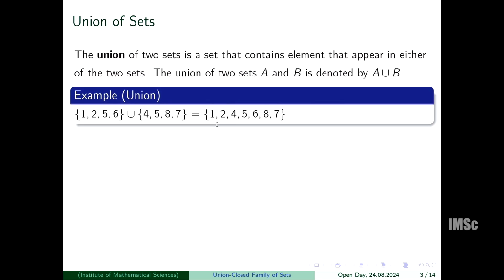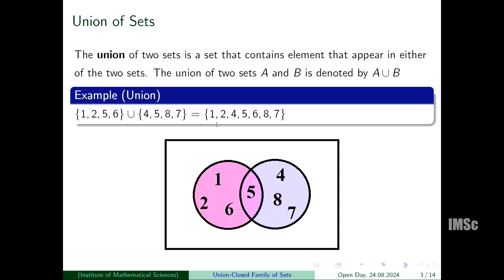The union of two sets is a set that contains elements that appear in either of the two sets, and it's denoted by A, U symbol, B. So the example is you have 1, 2, 5, 6 and 4, 5, 8, 7. You put them all together, you get 1, 2, 4, 5, 6, 8, 7. As a Venn diagram, this is known as a Venn diagram. It looks something like this.